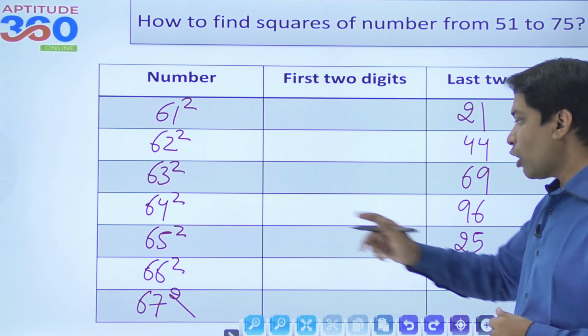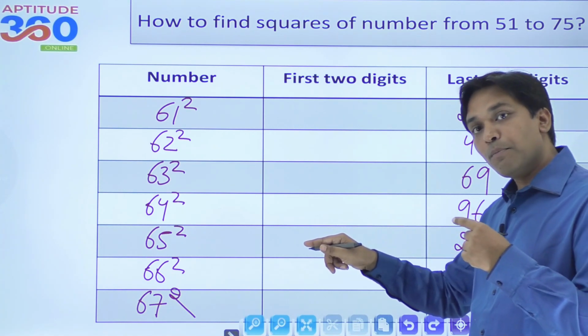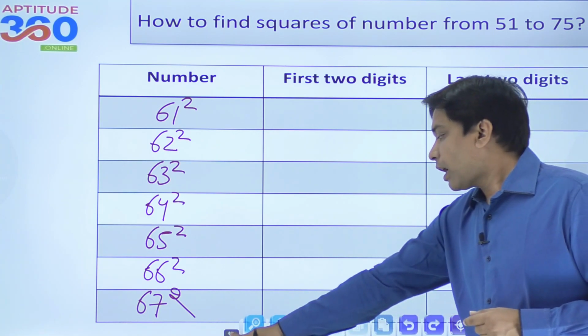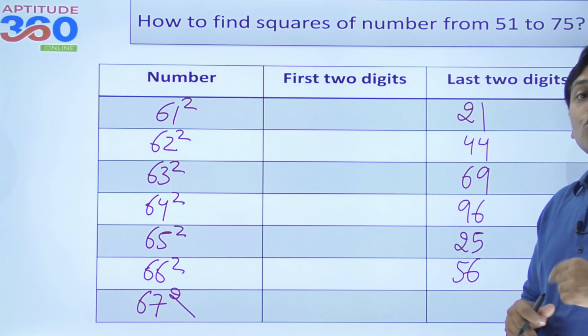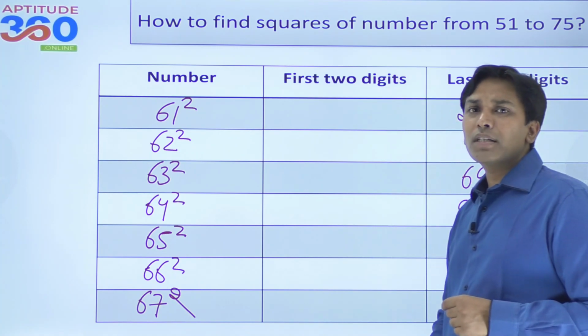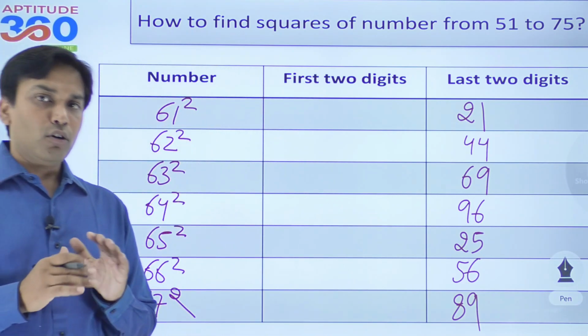Is that okay? How about this, 16? 16 square: this number 66 is 16 more than 50, so 16 square is 256. This is going to be 56. How do you find out 67 square? 17 square is 289. So this number will be 89. You can find out the first two numbers. Do it on your own, right? I hope that you're getting it.